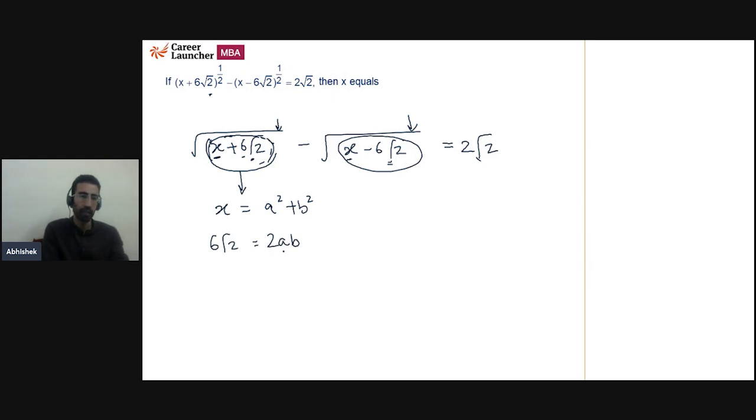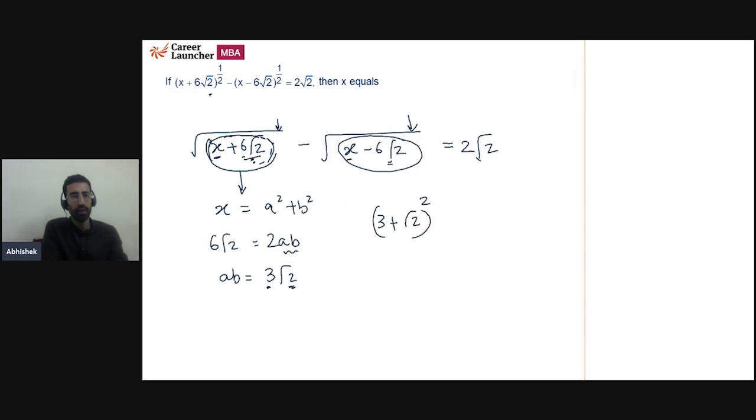And if that is the case, then it's not very difficult. You don't have too many cases. Then ab will be 3 root 2, right? ab will be 3 root 2. How many cases can you make from here? 3 and root 2 or 1 and 3 root 2? Just check for 3 and root 2, right? Can this be the square of 3 plus root 2? Just check.